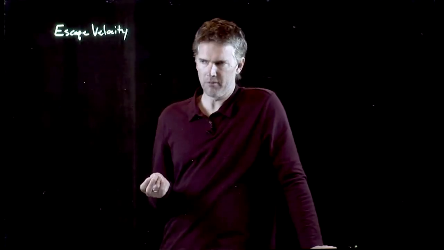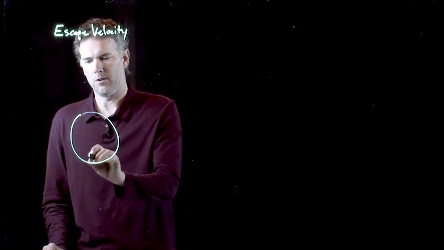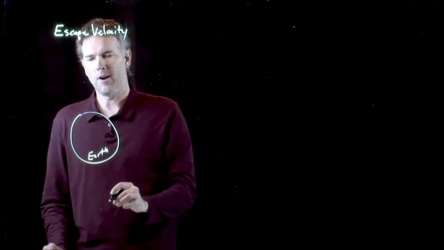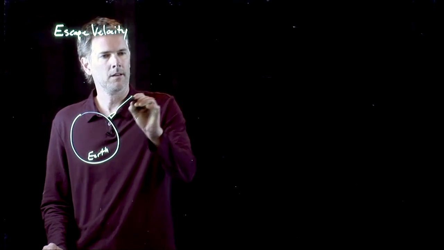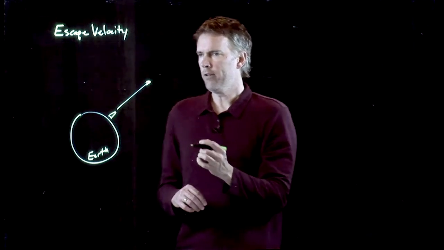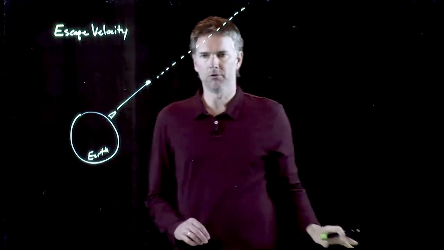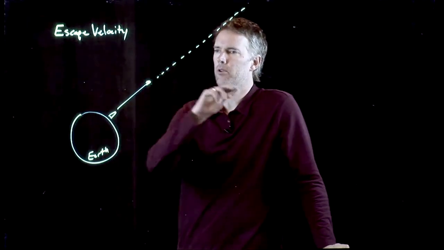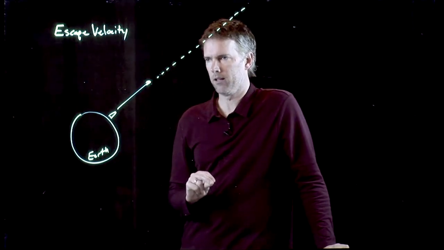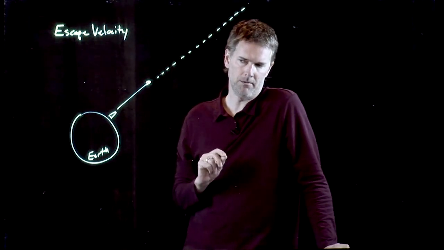Let's talk about escape velocity and what it would take to escape, say, the gravity of the Earth. Okay, so you know how to do this. If you're sitting here on the Earth and you fire off a rocket, it's going to go up to some height and then eventually it'll come back down. But what if you fire that rocket so fast that it just keeps going? It just keeps going away and never comes back at all. What is the required velocity to make that happen?